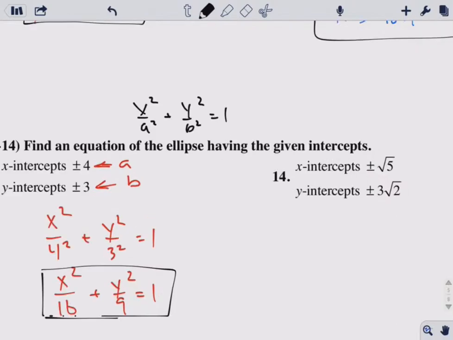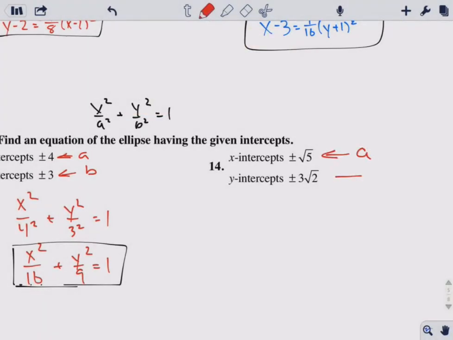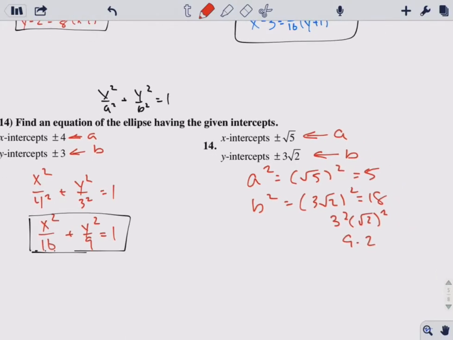Okay, same thing here. It says I know it's centered at 0, 0. That's a. That's b. Okay, so a squared is equal to the square root of 5 squared, which is 5. B squared is equal to 3 root 2 squared, which is 18. 3 squared times root 2 squared, so 9 times 2. Okay, and it follows the same form. X squared over 5 plus y squared over 18 is equal to 1. There's your answer.